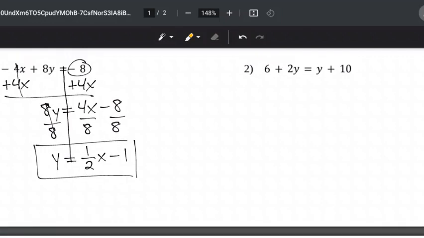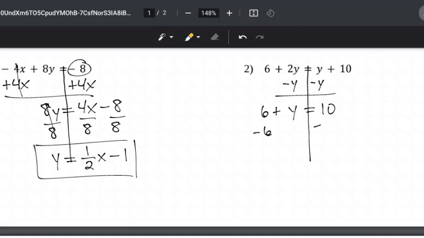All right, example number 2. We are going to subtract y this time, right? We want to get all of the y's on one side of the equal sign. I'm subtracting y instead of 2y because I don't want to deal with negatives. So 2y minus y is just y.